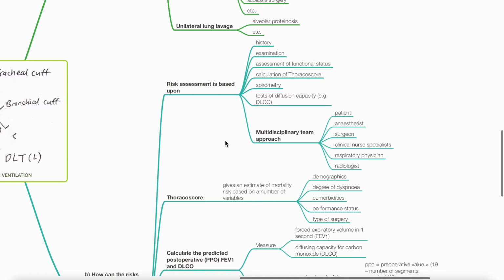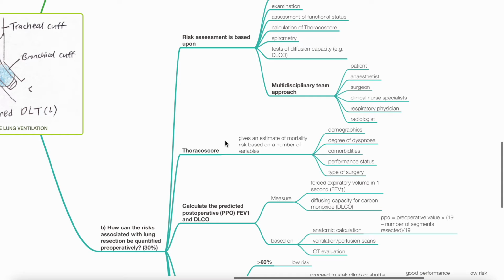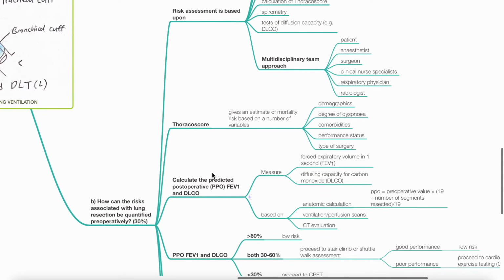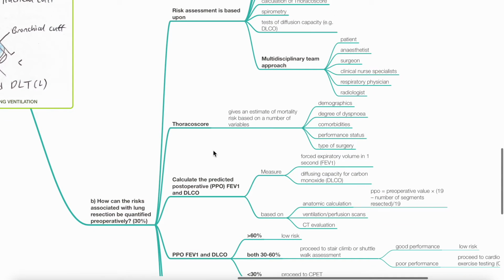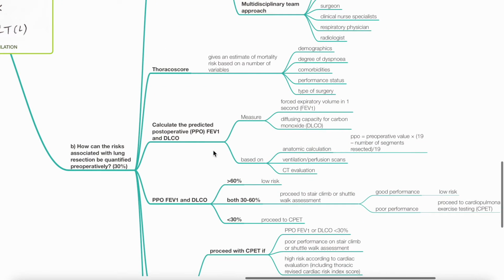radiologist, and other members. The Thoracoscore gives an estimate of mortality risk based on a number of variables such as demographics, degree of dyspnea, comorbidities, performance status, and type of surgery. Calculate the predicted postoperative, PPO, FEV1 and DLCO. First measure FEV1 and DLCO. PPO FEV1 and DLCO is based on anatomic calculation, VQ scans, or CT evaluation.